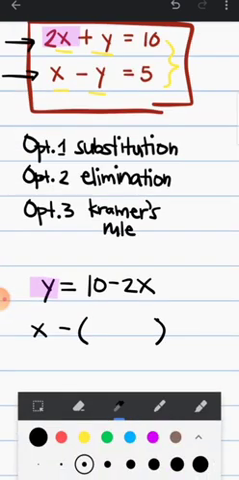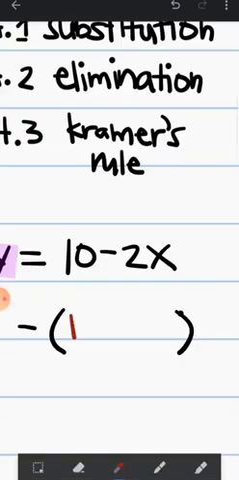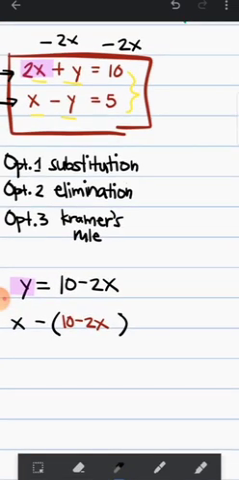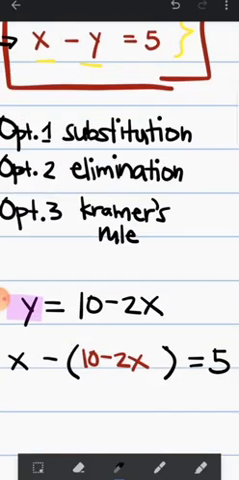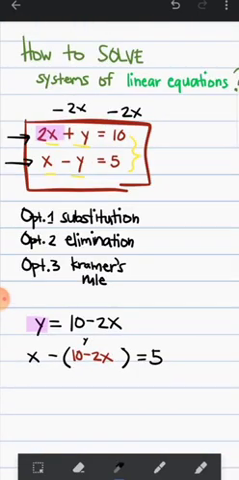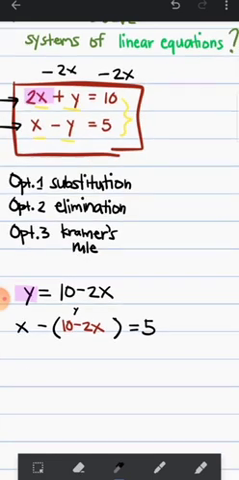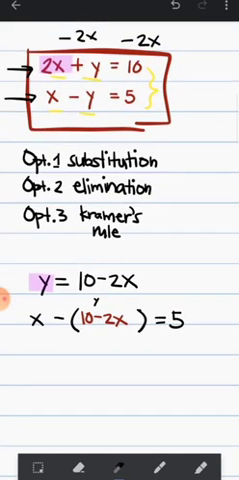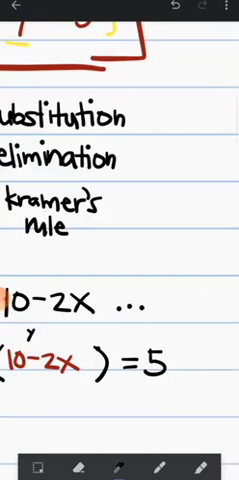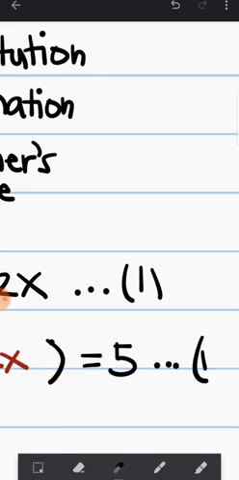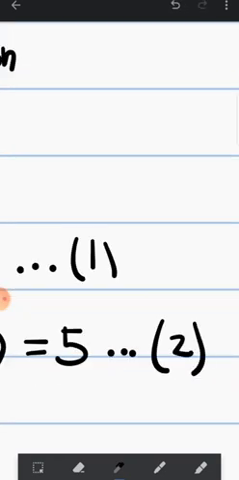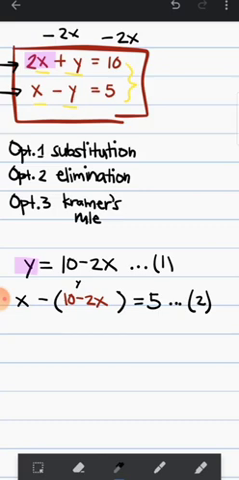10 minus 2x. That's equal to the constant 5. So originally this is y, right? So x minus y. So my y is 10 minus 2x. So I can substitute that to here. Alright? So this is the equation 1 we had. This is the equation 2. So all we did is just isolate a variable from equation 1 and then substitute to equation 2.